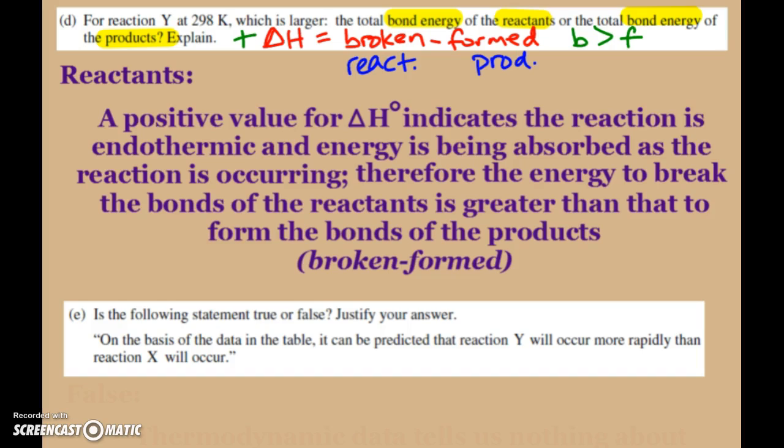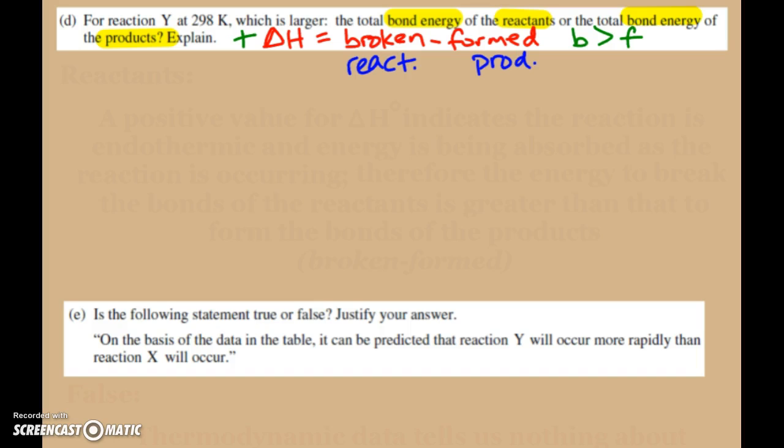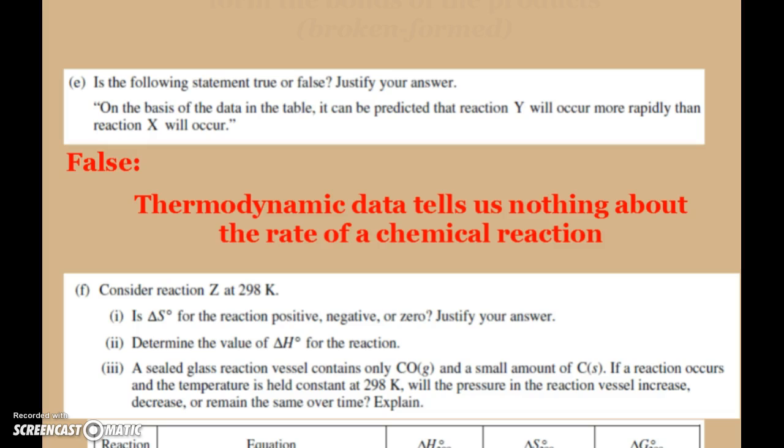All right, next up, true or false. On the basis of the data in the table, it can be predicted that reaction Y will occur more rapidly than reaction X. Again, my data, delta H, delta S, delta G. Delta H is energy, delta S is entropy, delta G thermodynamically favored or not. Nowhere in my data does it help me explain how fast a reaction goes.